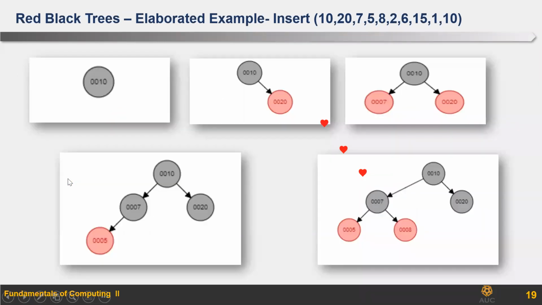I will insert 2. Where does the 2 go? The 2 is less than 10, less than 7, less than 5. The 2 will come here in this spot. Is it a red-red conflict? Yes, it is a red-red conflict. The uncle is red, so I will recolor only. I will recolor, which gives the following shape.